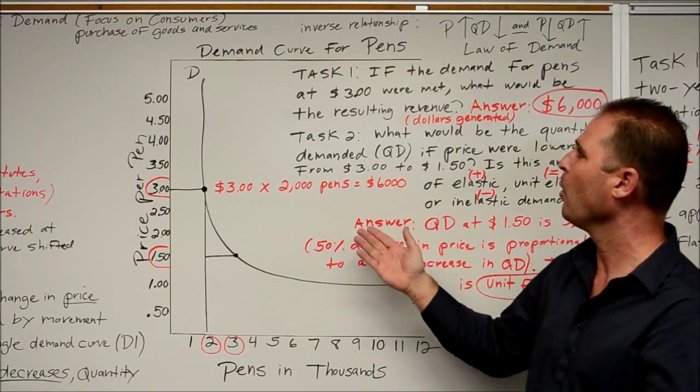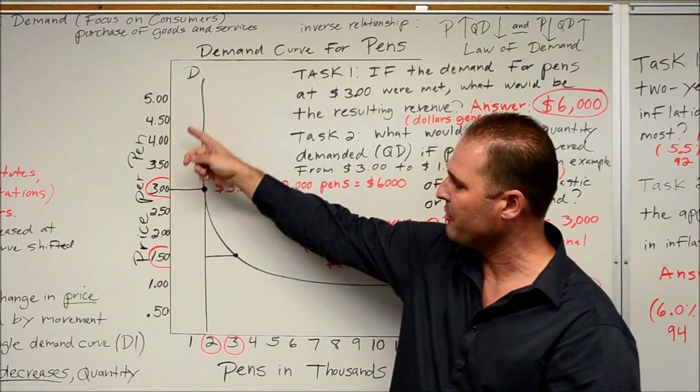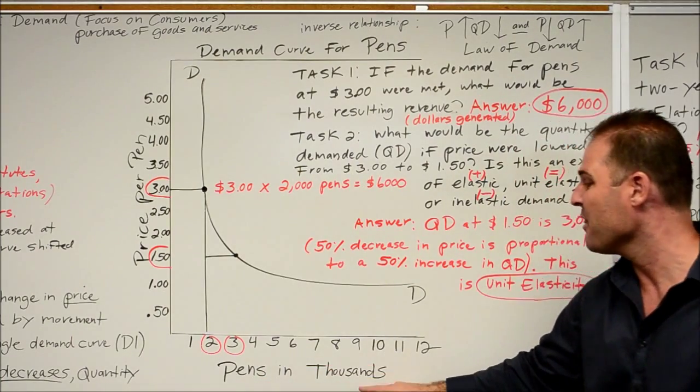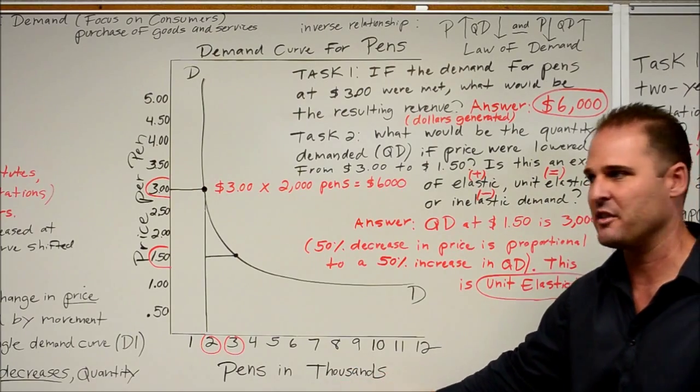So in this example, we're looking at a demand curve for pens. On the vertical axis, we have the price per pen. On the horizontal axis, we have the pens in thousands. It's important to pay attention to the units labeled on each example.